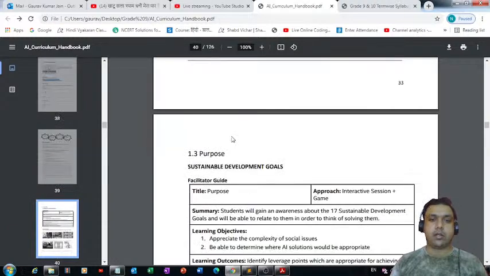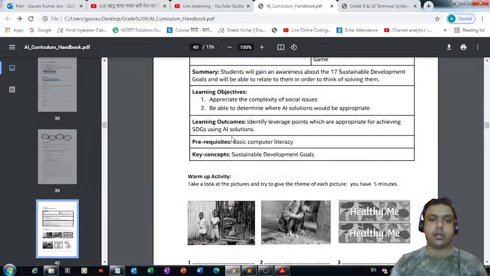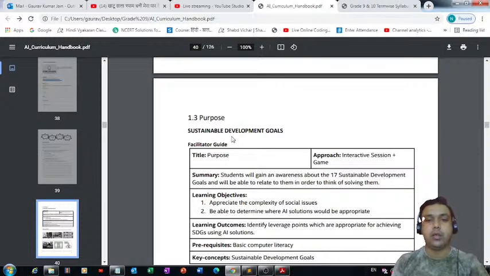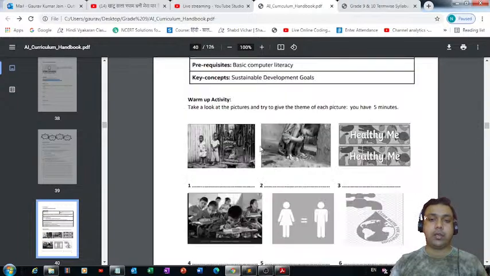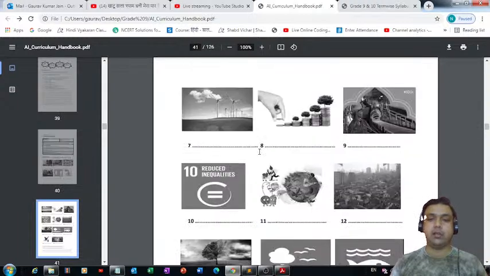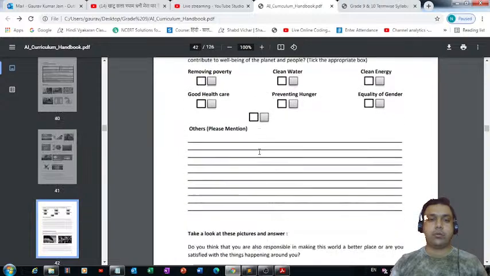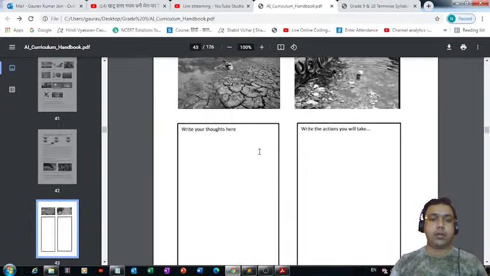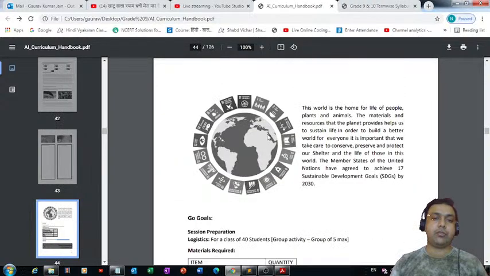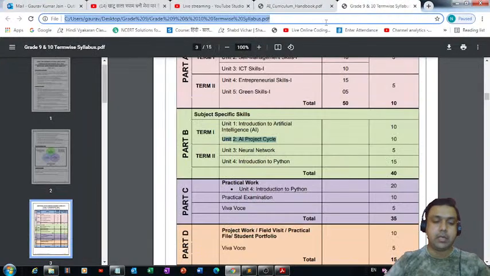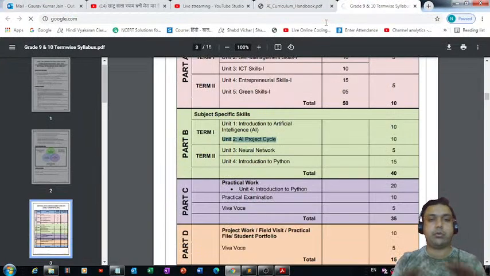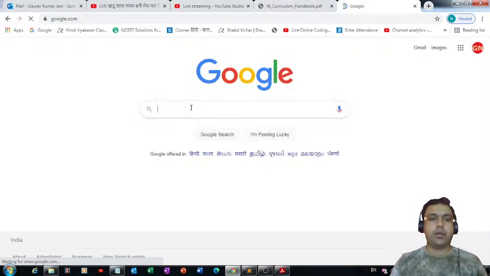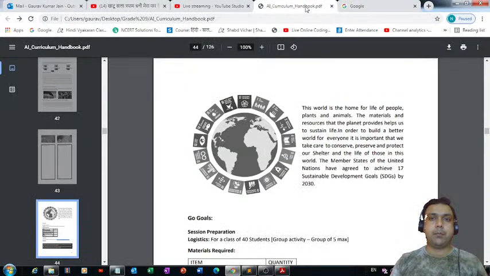Okay, let's come down, and then we have the sustainable development goals. So basically, I hope you guys know about sustainable development goals. There are 17 sustainable development goals. Fine. Now, how can you find the information for these 17 goals? This is very important. You'll not find much information about these sustainable development goals in this PDF file.